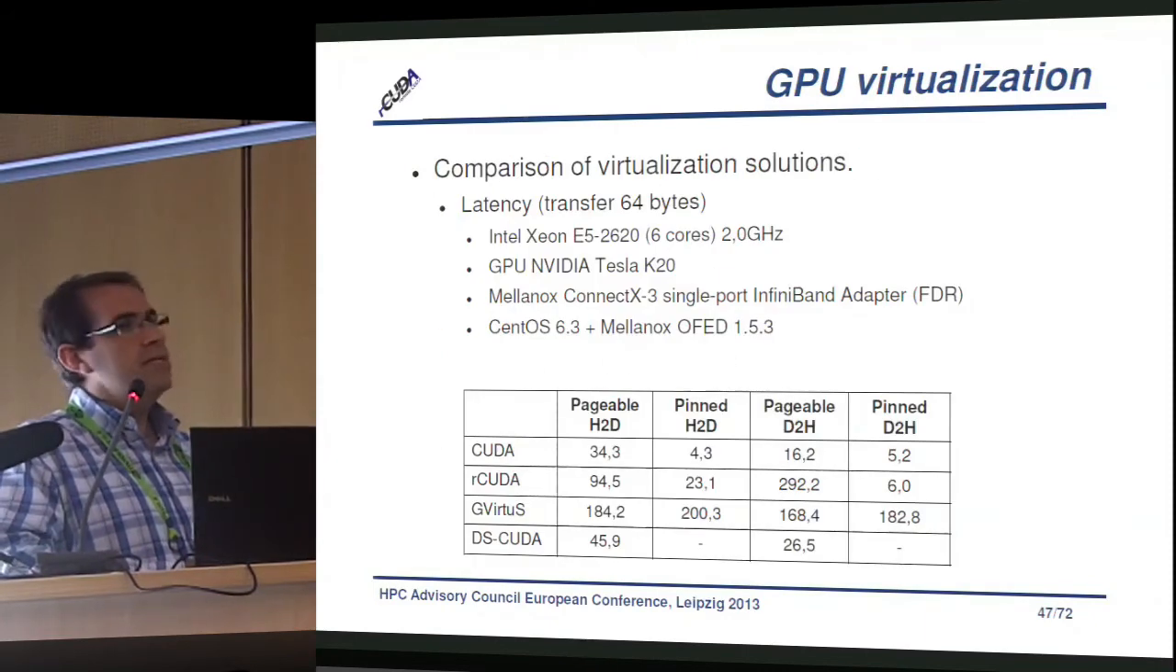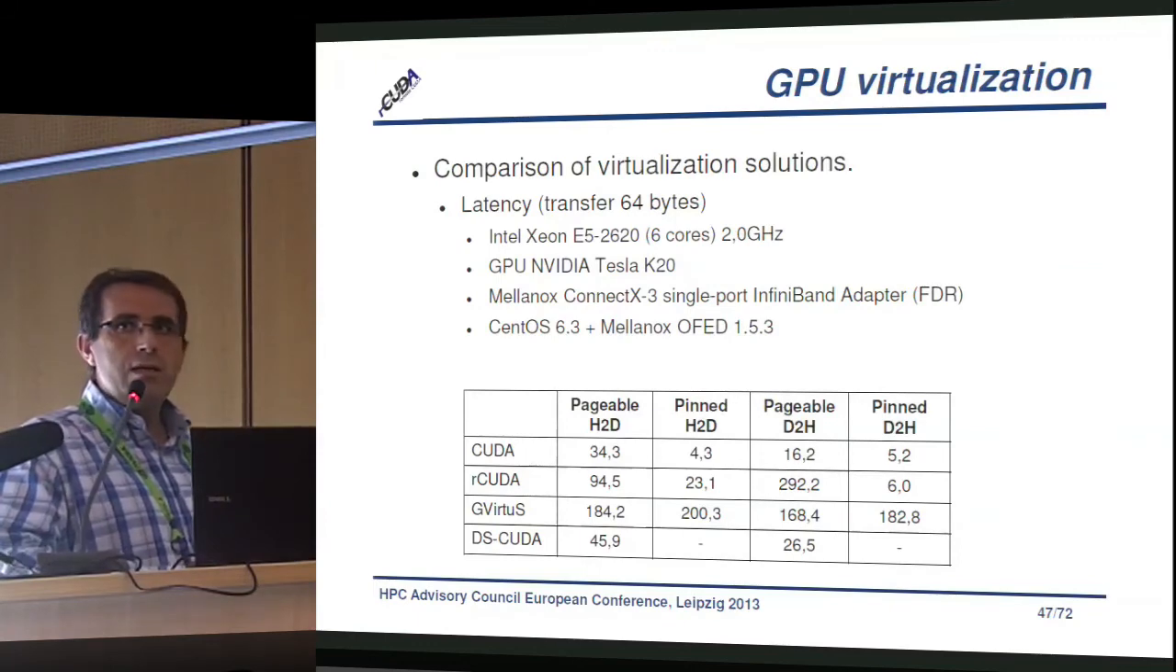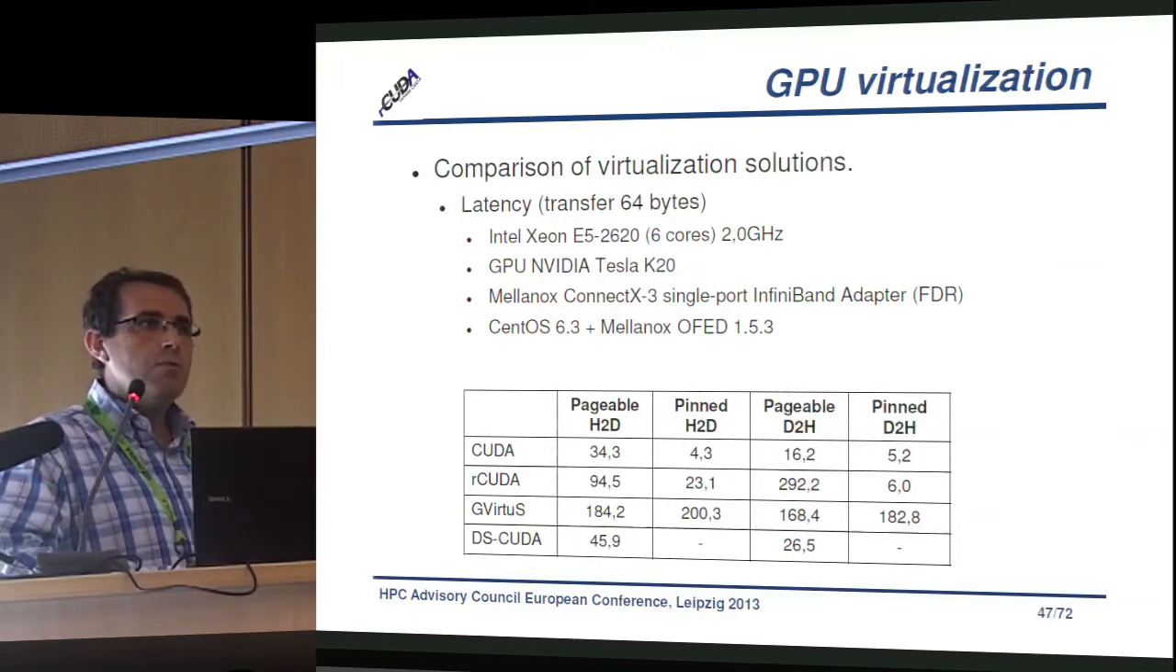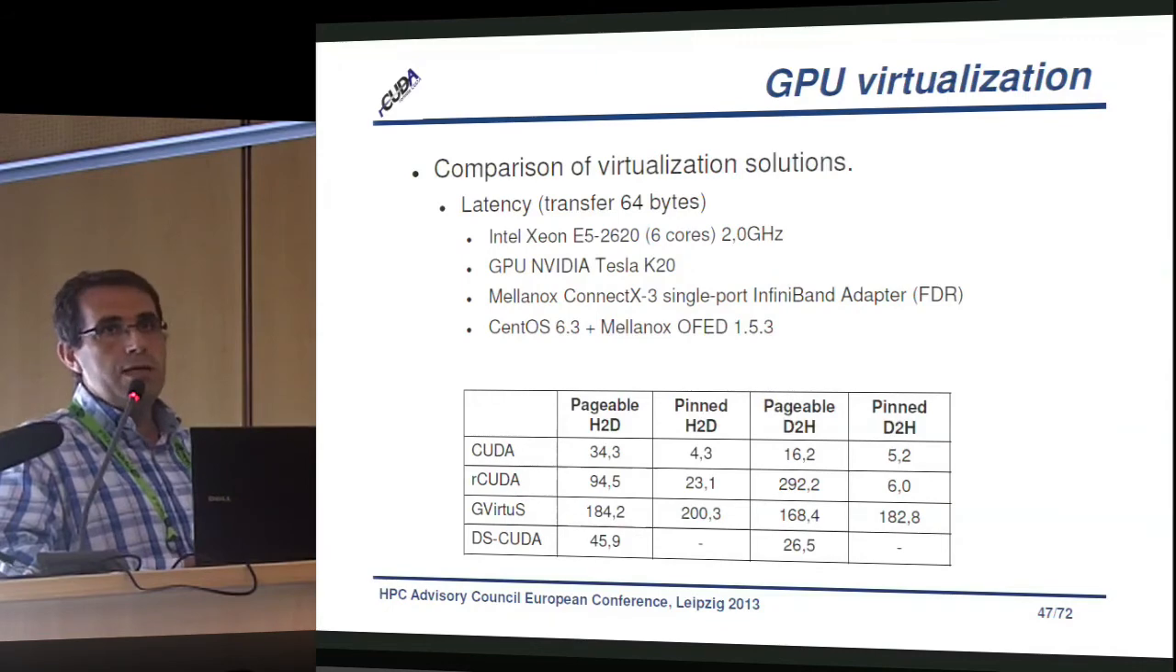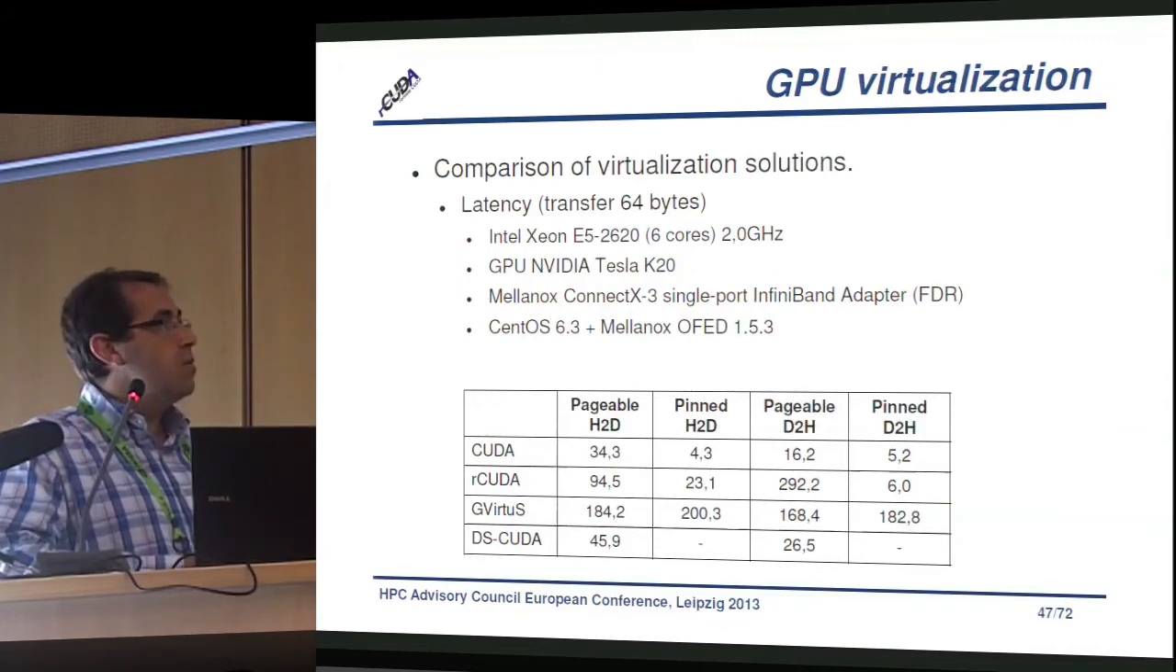About latency in the communication between local CPU memory and remote GPU memory, we see that the best results are for gSCUDA, but gSCUDA doesn't support pinned memory. And in all cases, the results are evidently better in CUDA, which only copies memory in the local device, than when you try to use a remote GPU in the system.